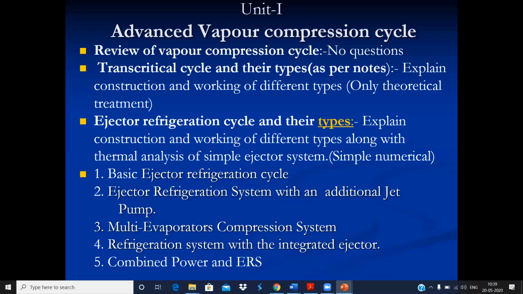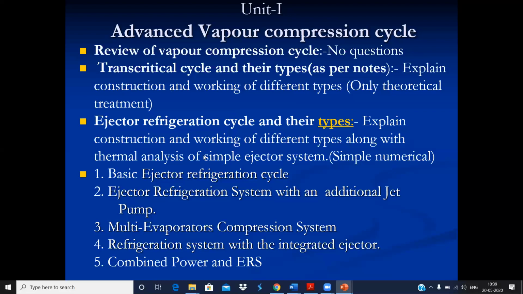In this particular concept, we will mainly discuss the different configurations of transcritical cycle. Modifications are made especially to improve the COP of the system. So there are 5 to 6 modifications we are going to discuss in this particular concept by considering its construction, working, and their important features. So only a theoretical treatment for transcritical cycle.